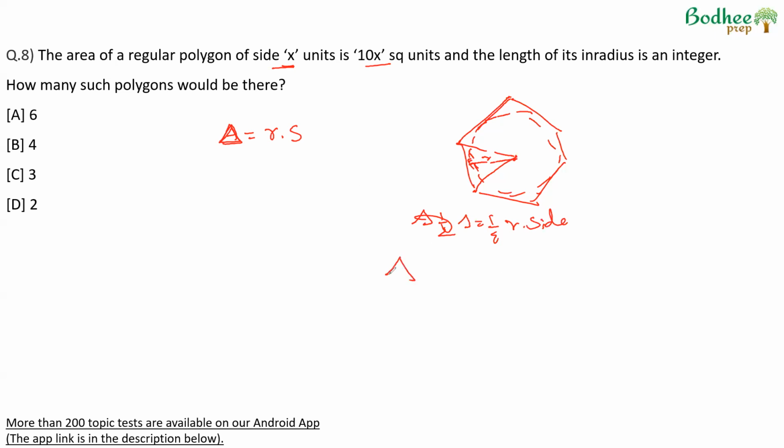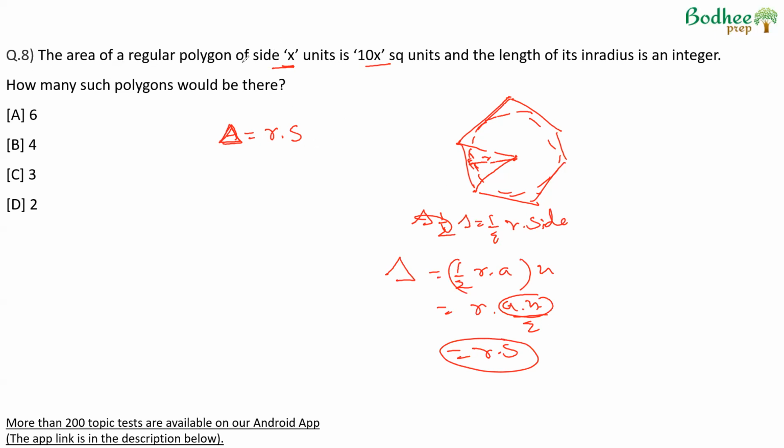So the overall area of the polygon will be half into inradius into side into the number of triangles, which is 1 triangle for each side. This can further be written as r into a into n by 2. a into n will be the overall perimeter, as every side has length a and there are n sides. So this becomes the perimeter, and perimeter by 2 is the semi-perimeter. So for any polygon, we can write area of the polygon is inradius into the semi-perimeter.